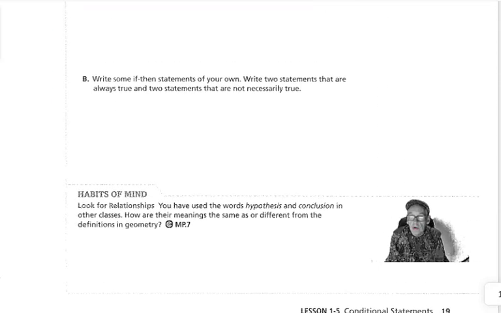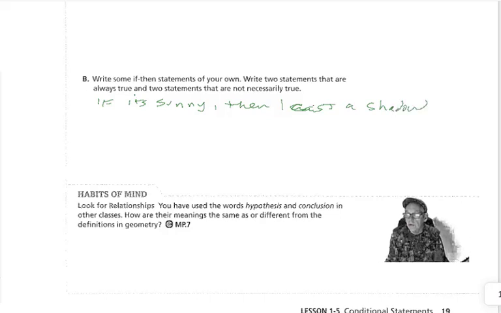Write some if-then statements on your own. Write two statements that are always true. Definitions make good true statements. So let's see. If it's sunny, then I will see my shadow. Then I cast a shadow. Okay, so I'm taking that as maybe a true statement. If it's sunny, then I cast a shadow if I'm standing in the sunlight.